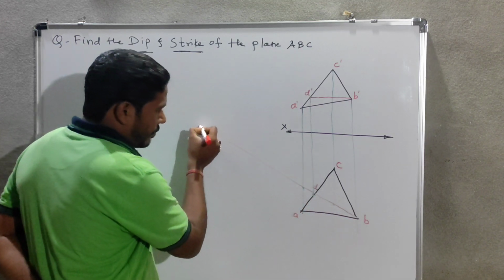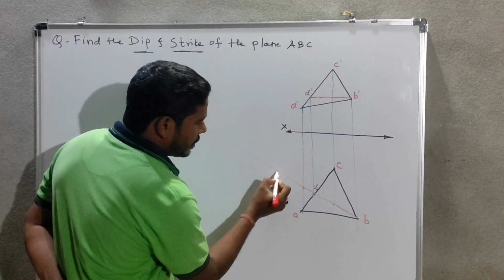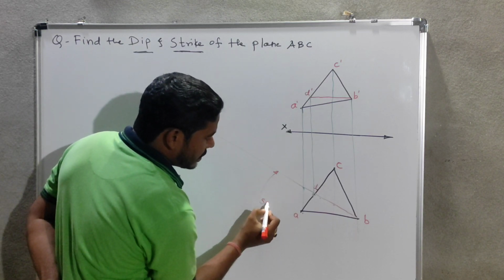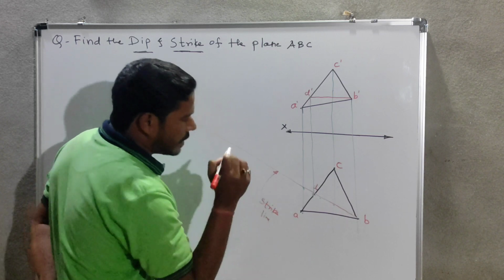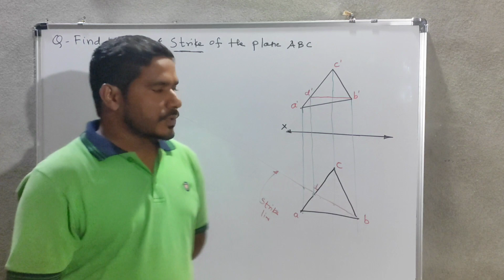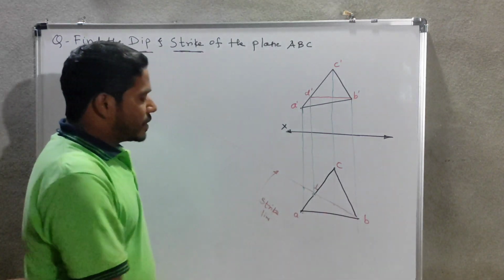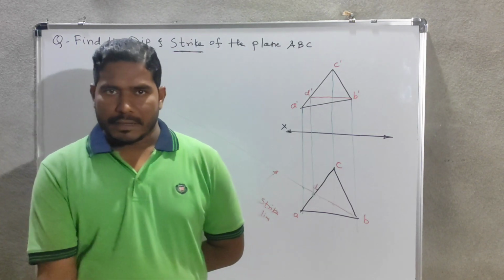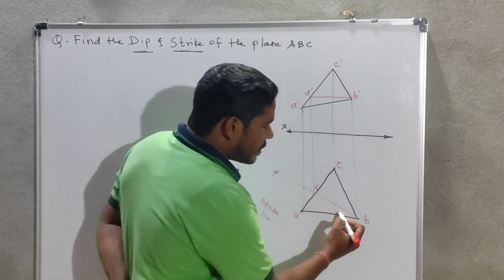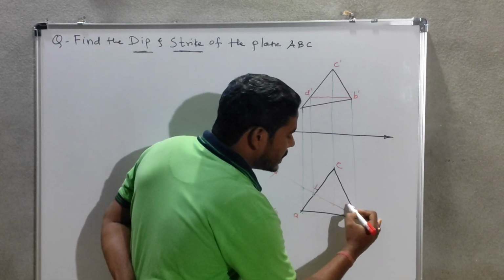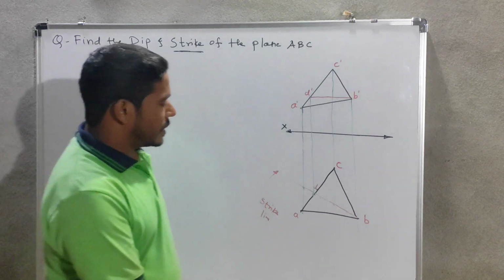Okay, and whatever this line is, it is called a strike line. Whatever this line is that I have drawn passing through the points B and D, this is the strike line. Okay, and what will the strike angle be? The angle made by this strike line with respect to vertical will be the strike angle.